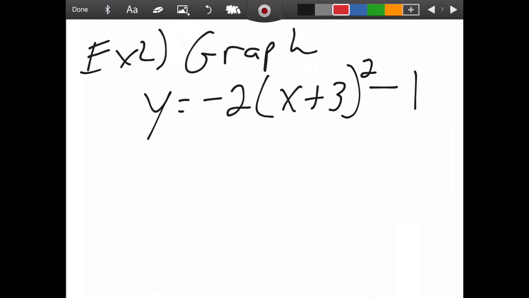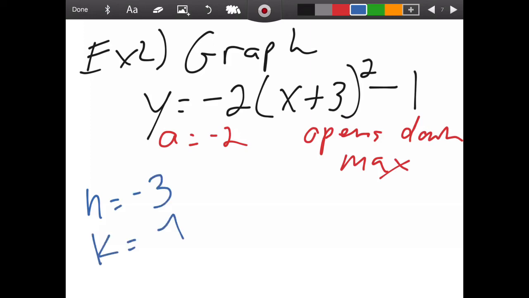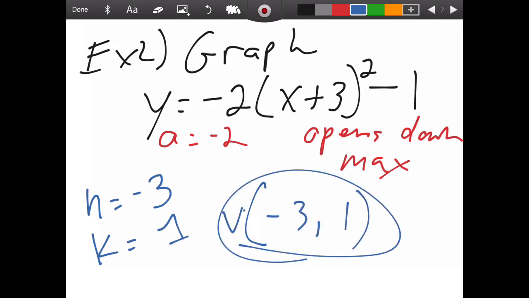Let's do another example. This is vertex form. We just learned this. This is super easy. There's literally going to be no work because, first off, I know that the A is negative 2, so I'm just going to write down that it opens down. That's a max. And I know my vertex, that the H is, again, opposite, negative 3. K is negative 1. So my vertex is negative 3 comma 1. I already know it. There's my vertex.